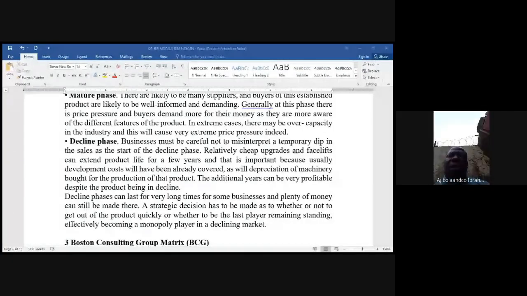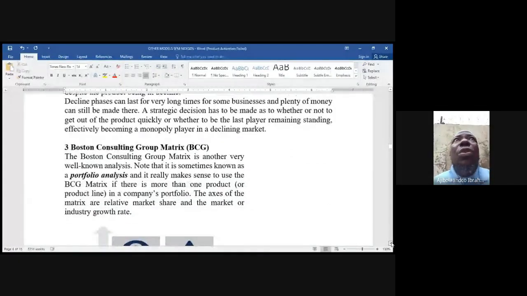So that is the summary of the product life cycle. Each of these has its disadvantages anyway. We can actually take it like that. The third one, okay, don't mind my speed. I just want us to cover as much as possible.